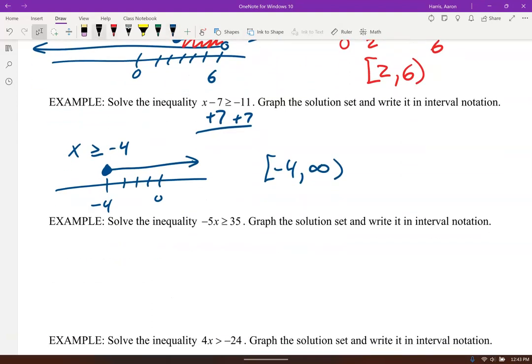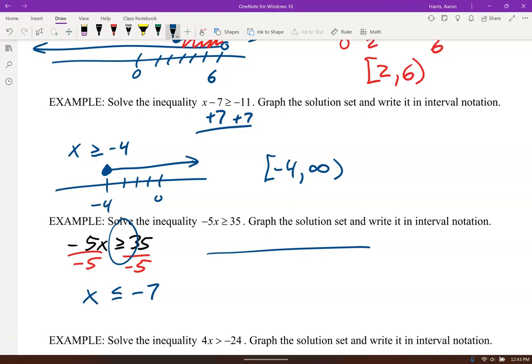But it does apply here: negative 5x greater than or equal to 35. In order to solve this, we'd have to divide both sides by a negative. Again, if you multiply or divide both sides by a negative, you gotta switch that sense of the inequality. Otherwise, you'll end up with the wrong solution set. So our solution set is x less than or equal to negative 7. Right, so it's saying negative 7 or less is a solution.